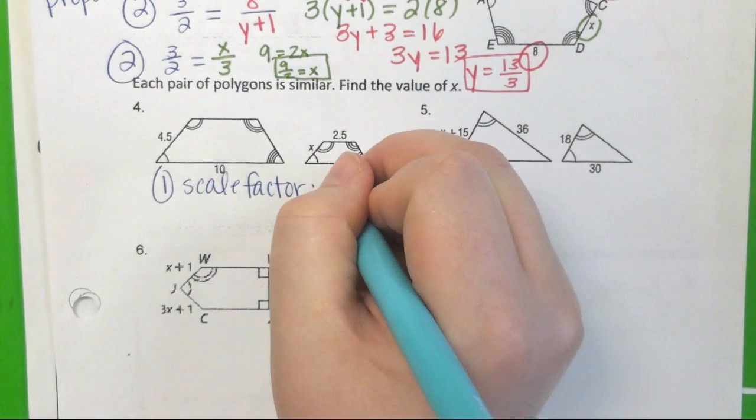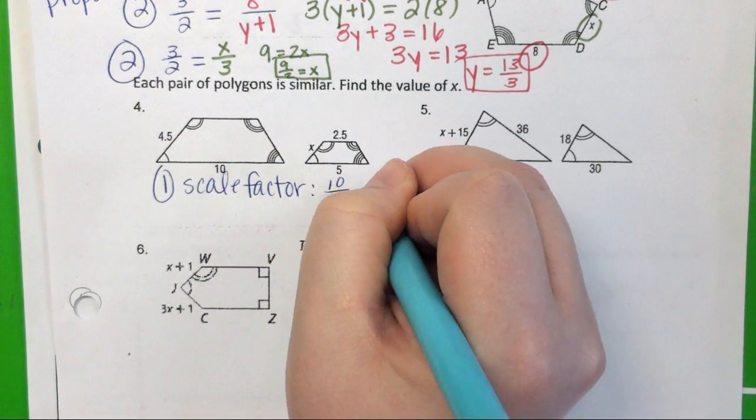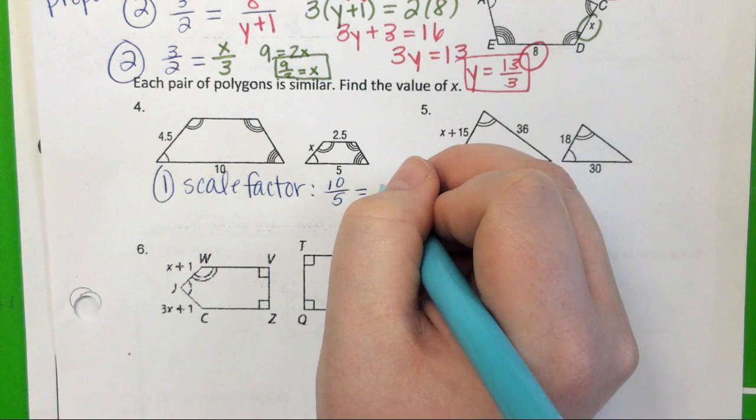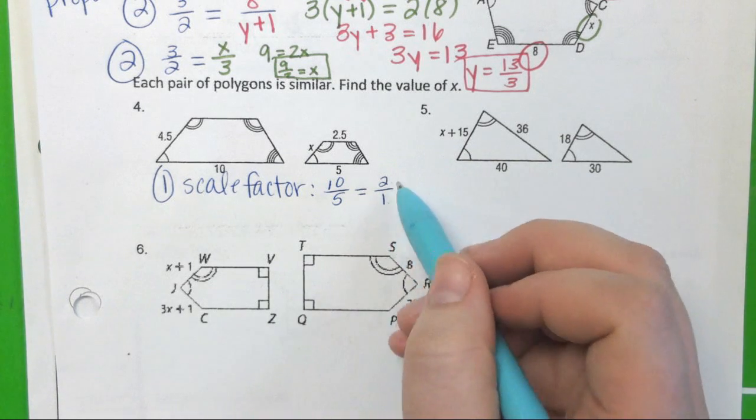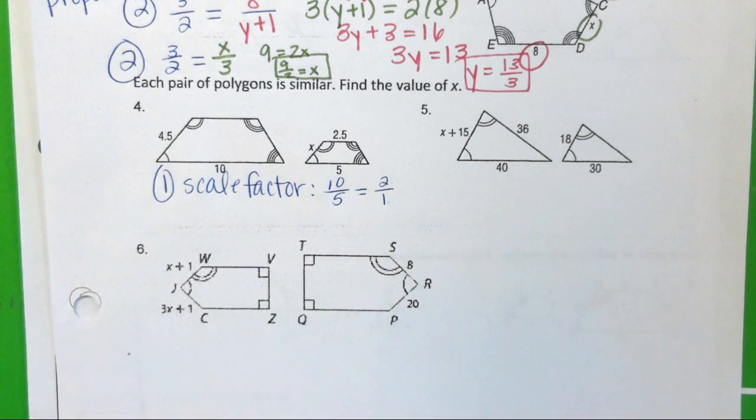Let's do 10 over 5. That sounds good to me. Which is the same thing as 2 over 1. I don't care if you don't reduce it. However, since I'm wanting to set up a proportion, I'm going to leave it as a fraction. Or else it's going to get complicated when I try to cross multiply and there's no one in the bottom.